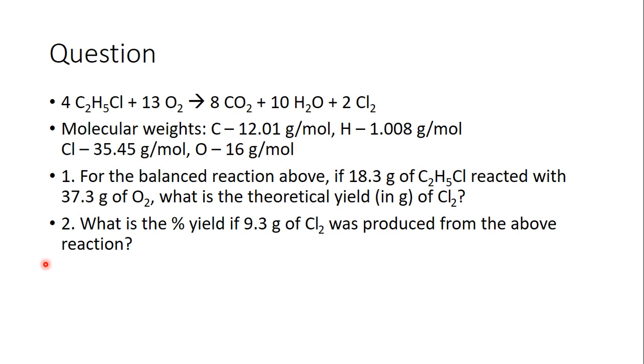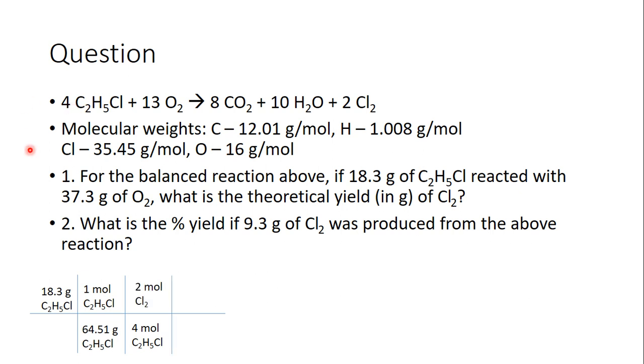Alright, let's see how we solve this. Again, this is just dimensional analysis. And we're going to start with C2H5Cl. So I say in the problem we have 18.3 grams of this reagent. Well, in our stoichiometry, we use moles, so we want to get this to moles. And the molecular weight of C2H5Cl is 64.51 grams per 1 mole. And from our stoichiometry, we see that 4 moles of C2H5Cl will make 2 moles of Cl2.